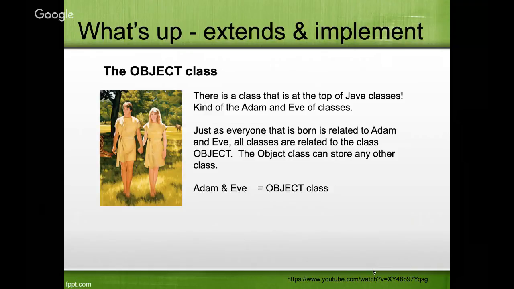Another thing, let's talk about Adam and Eve for a second. There's a class at the top of Java classes, and it's kind of like the Adam and Eve of all classes. Just as everyone who is born is related to Adam and Eve, all these classes are related to the class Object. The Object class can store any other class.